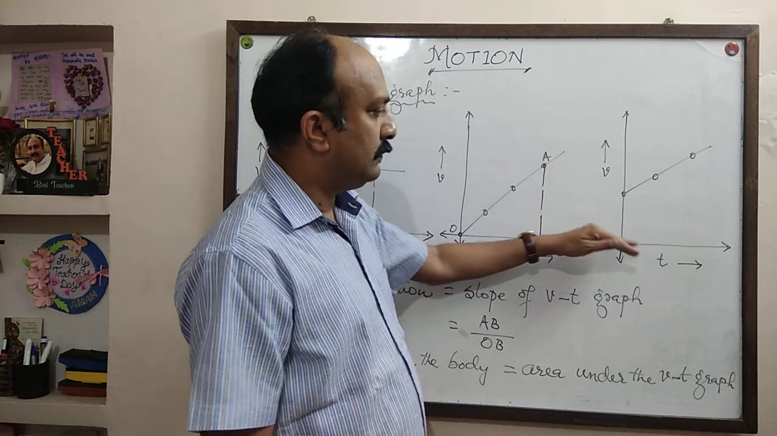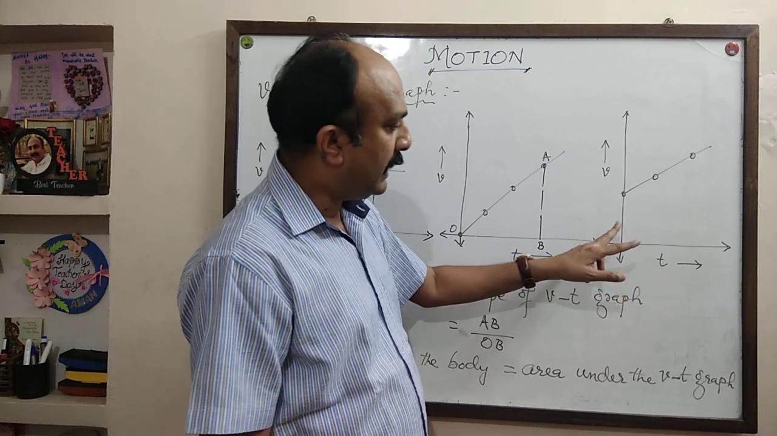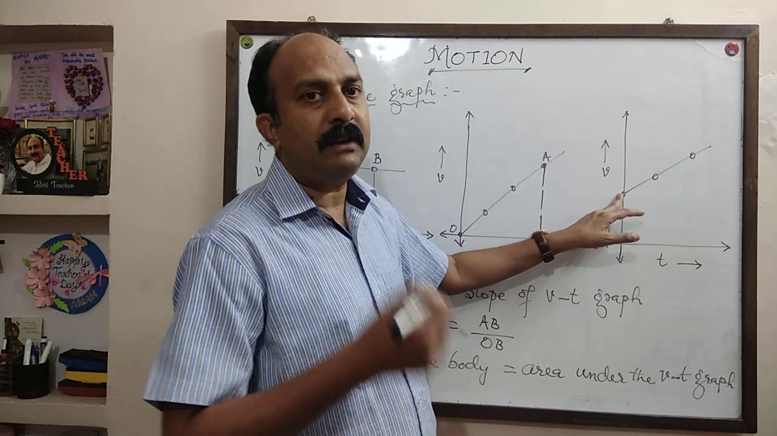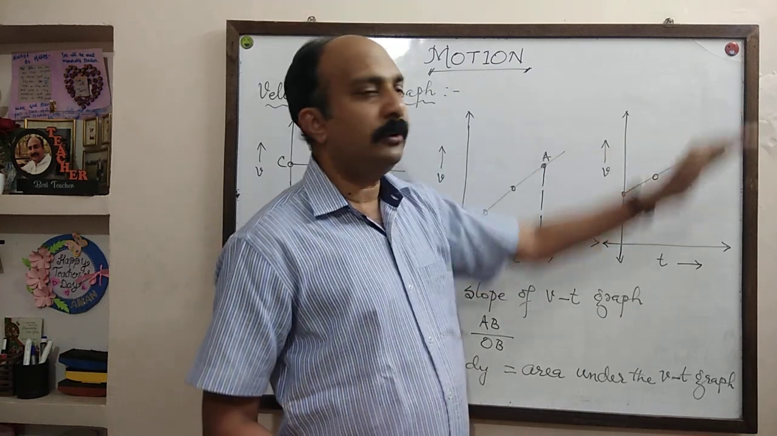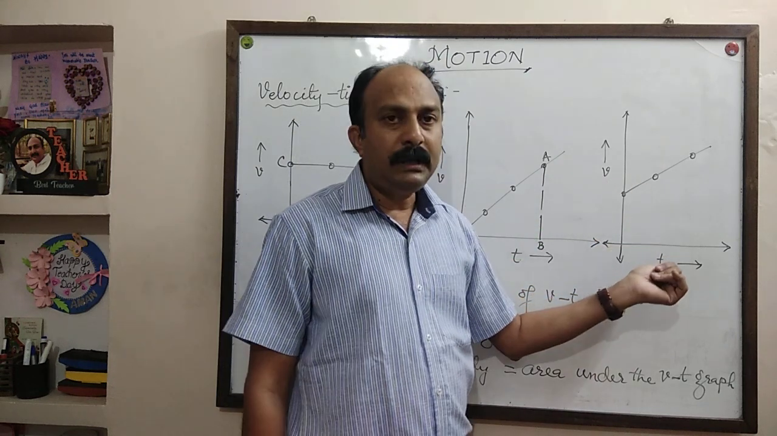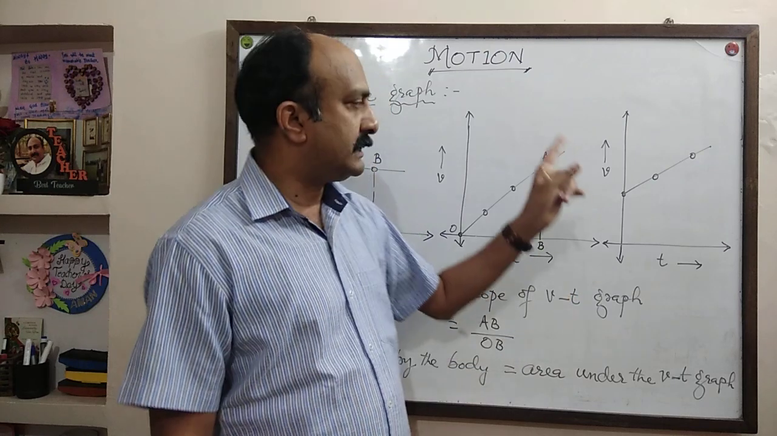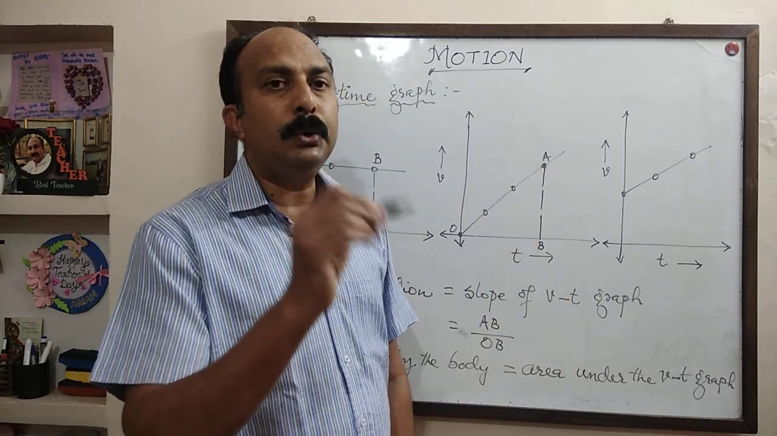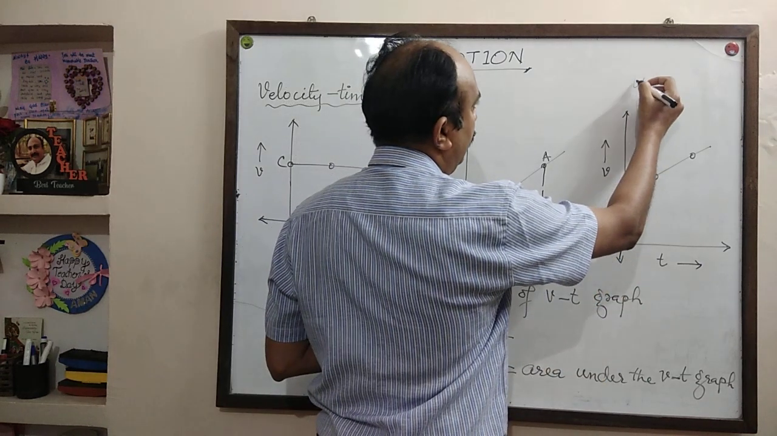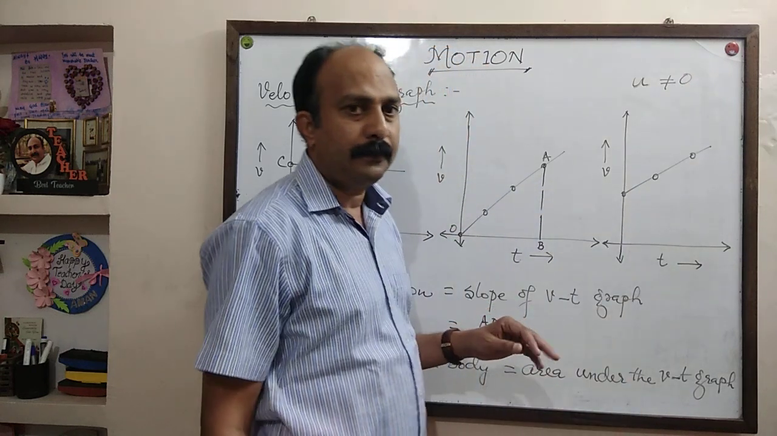So this body is not starting from rest. This is 0 second time. At 0 second time, the body had some initial velocity. Now it is moving with uniform acceleration. So this is the VT graph of a body which is moving with uniform acceleration but u not equal to 0. For this body, its initial velocity u is not equal to 0.